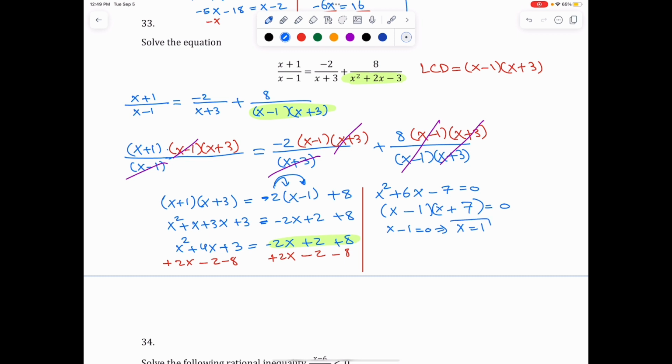And that is going to cause trouble, so we eliminate that one. Notice how it's going to make this denominator 0, so that's not a solution. So again, we just eliminate that one. And then the next solution is going to be x plus 7 equals 0, which will give us x is equal to negative 7, and that is going to be our solution.